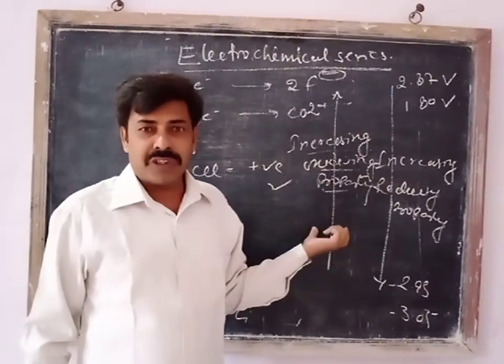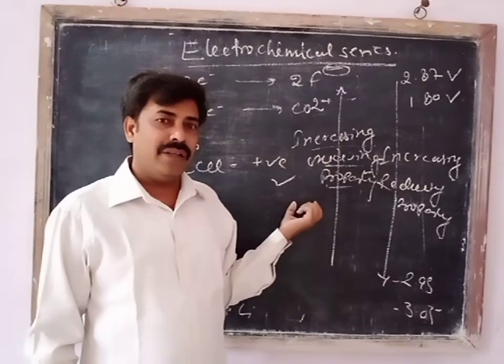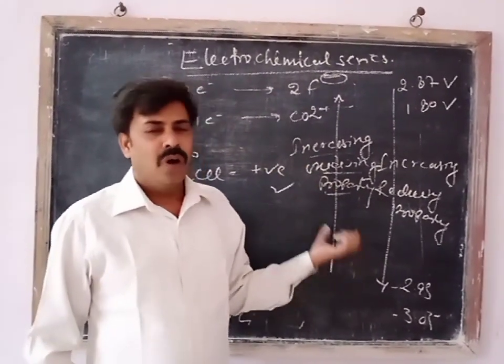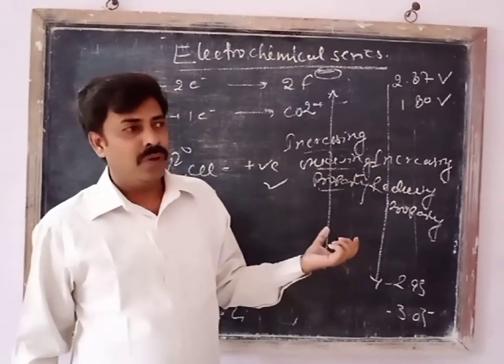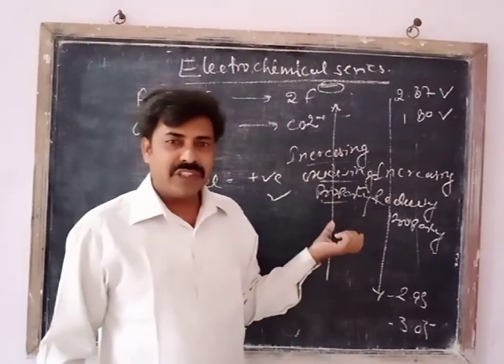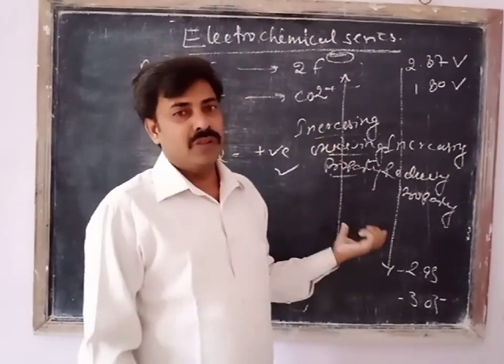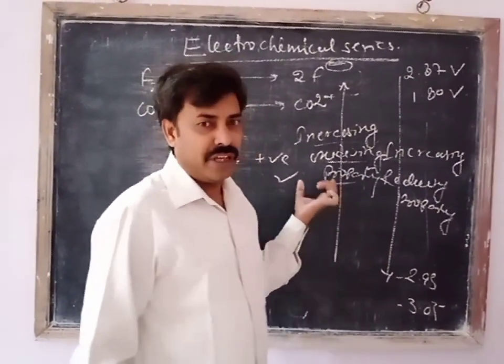If the cell is not in the standard condition, then how will you find the E cell value, or the E cathode or anode value? For that purpose, a scientist gave an equation, and that equation is called the Nernst equation. So we are seeing the Nernst equation here.